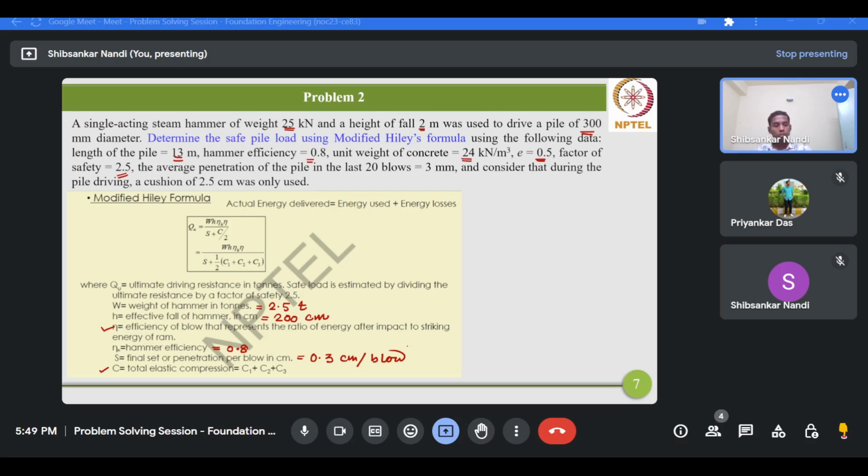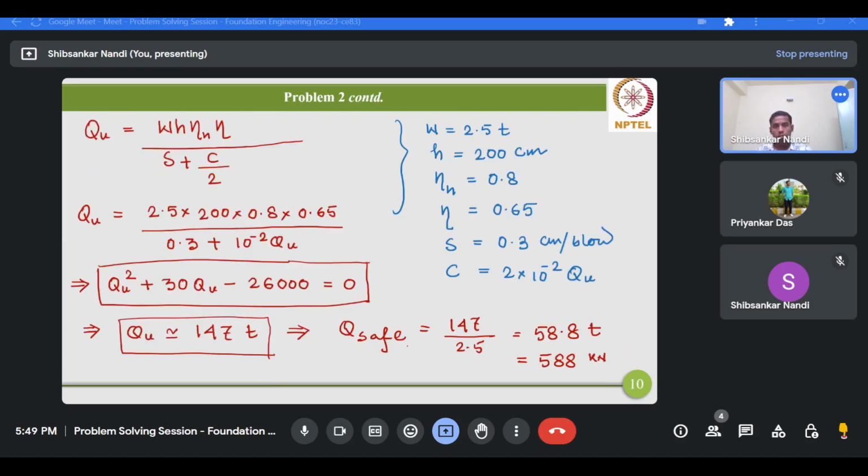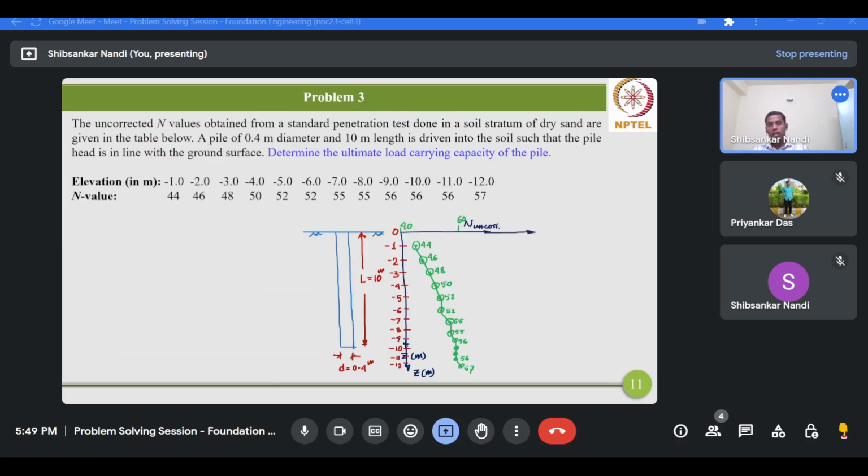Okay, so now we'll calculate the ultimate load carrying capacity of the pile based on some correlation with the SPT N value. Okay, so the uncorrected N values obtained from a standard penetration test done in a soil stratum of dry sand are given in the table below.